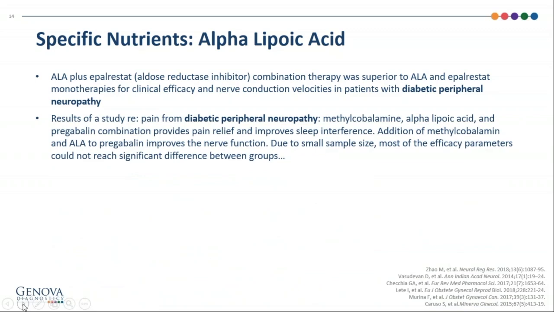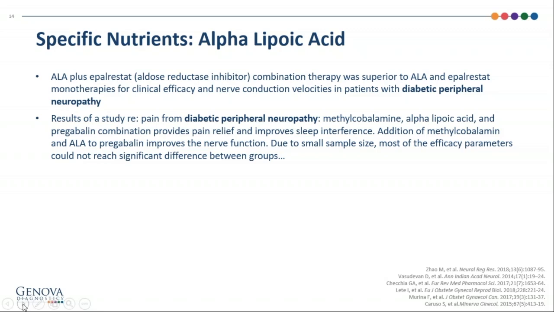And this is another study looking at diabetic peripheral neuropathy. In this case, they combined methylcobalamin, which is, of course, B12, along with alpha lipoic acid and Lyrica to find that there was a significant improvement in pain and also improvement in sleep interference. And we know that's so important for people that are in chronic pain.